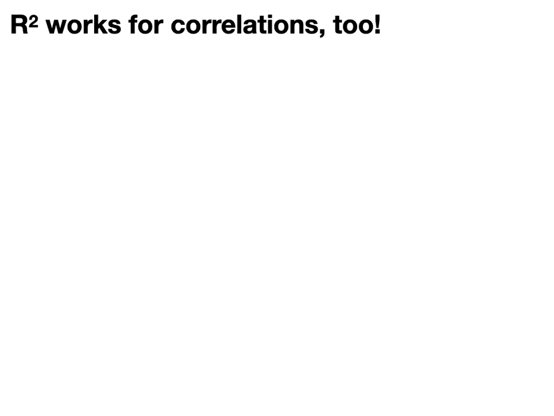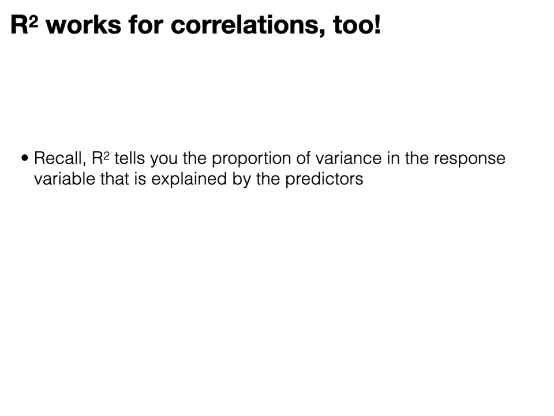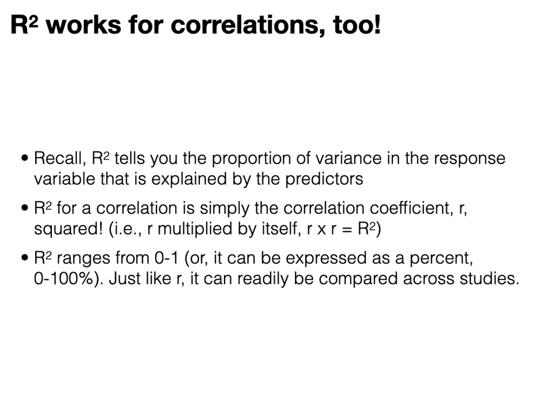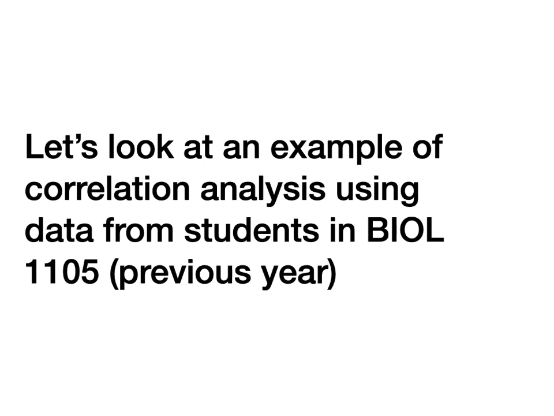Okay, so R squared can be calculated for correlations too. Remember, R squared tells you the proportion of variance in the response variable that is explained by the predictors. To calculate R squared for a correlation, you simply multiply the correlation coefficient R by itself. So it's just R times R, and that gives you R squared. R squared ranges from 0 to 1, as we saw before, and it can be expressed as a percent. And just like R, it can be readily compared across studies.